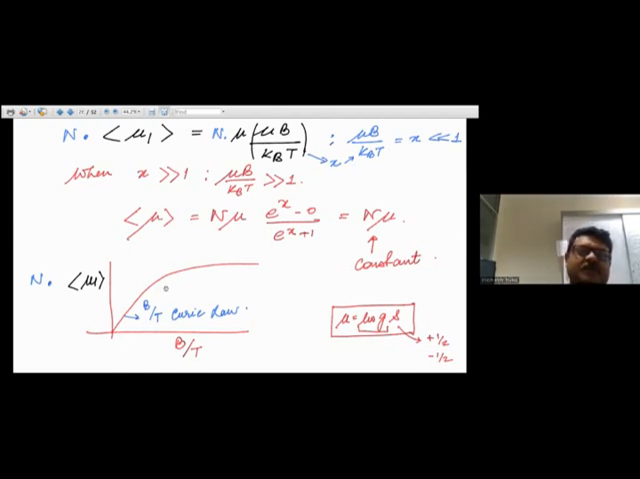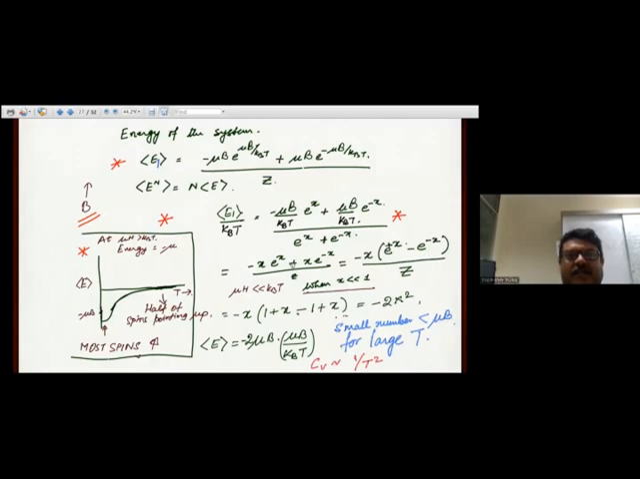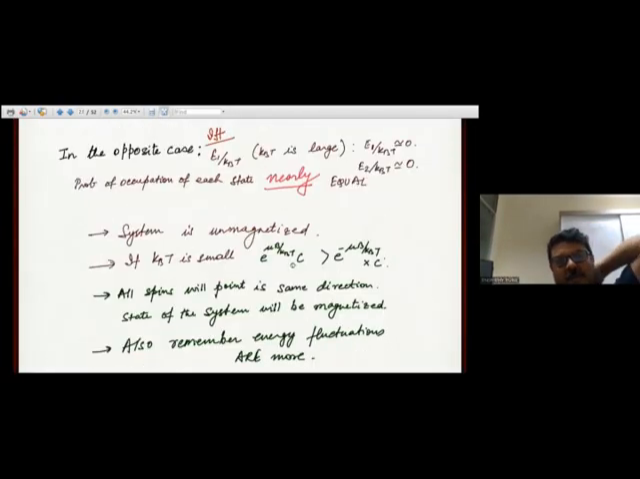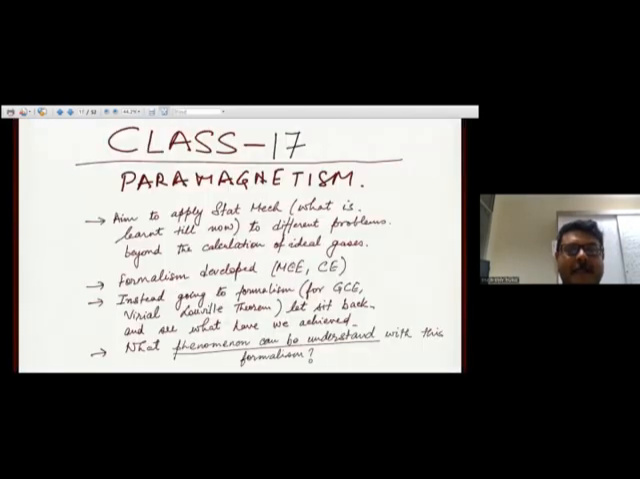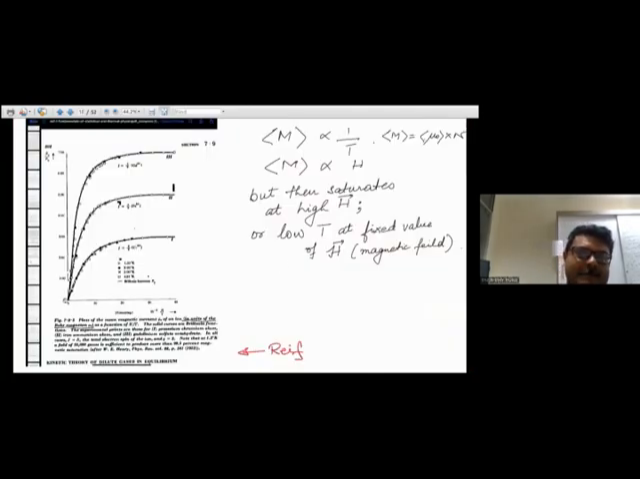This is how the tanh looks. Here it goes as proportional to mu B by kBT, and here it is saturating. And that is exactly, if you remember, how it looks. Of course, here you had different values of J. We'll look at that soon. But essentially, for spin half, you had just plus half and minus half. Well, this is for chromium.